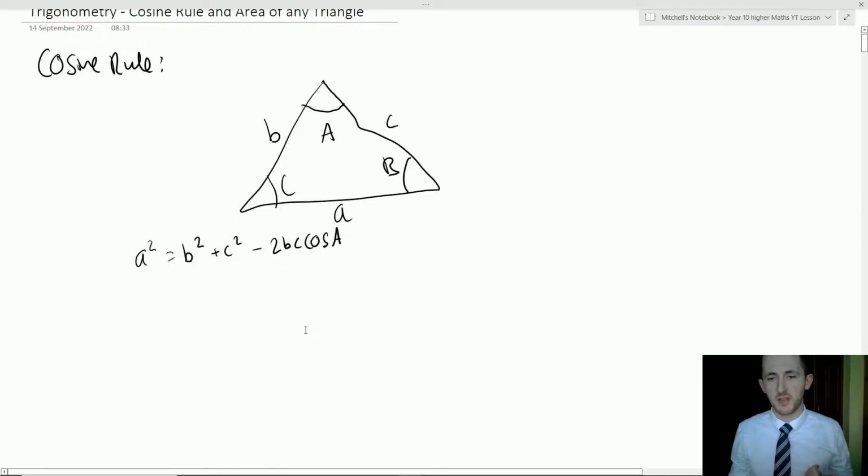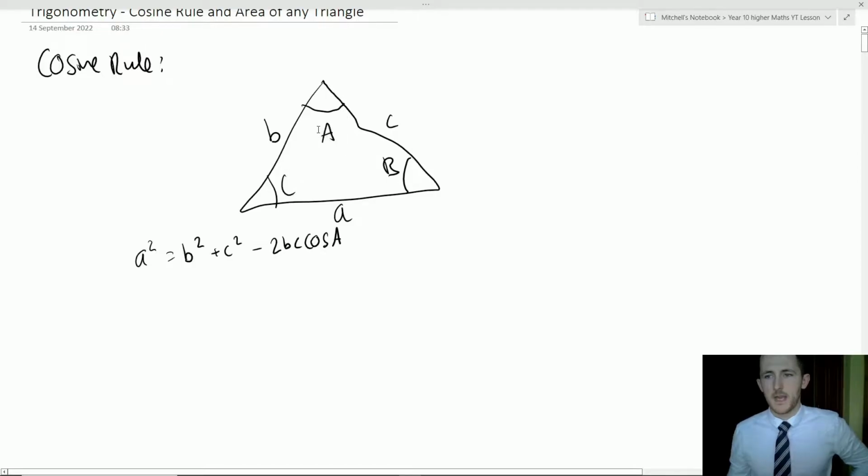That's pretty good. If we look at what this is actually saying, it's saying that if I take one side, A, and I square it, that's equal to both of the other sides squared and added together, minus 2 times those sides times cos of the angle between them.